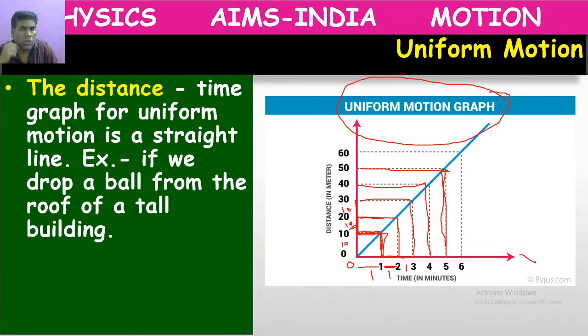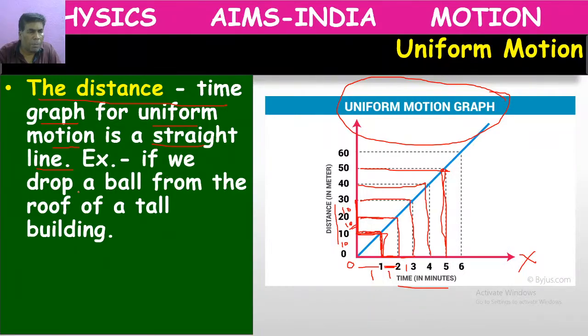So uniform motion we can represent on a graph with a straight line like this. What is the name of this graph? It is a distance-time graph, because we are representing distance on the y-axis and time on the x-axis. So that's why it is an example of a distance-time graph. The distance-time graph for uniform motion is a straight line.